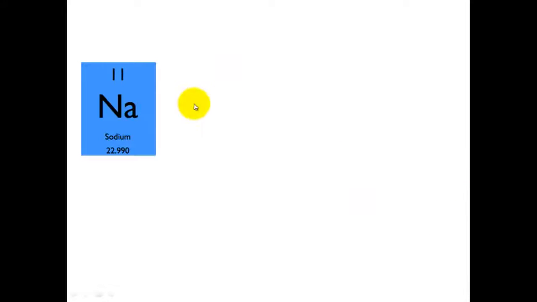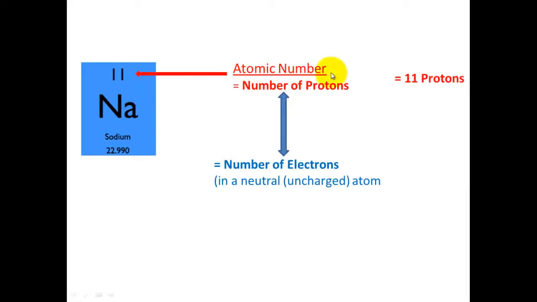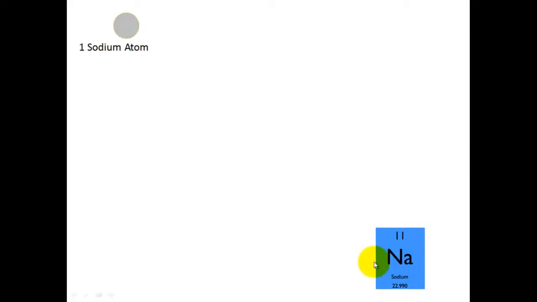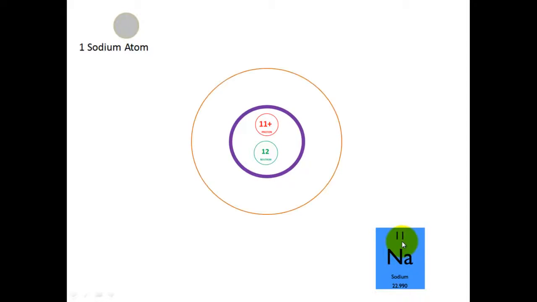Third example here is sodium, atomic number of 11. So we've got 11 protons and we've got 11 electrons. So our overall net charge here is 0. So we've got 11 protons and 12 neutrons. Remember, 22.9 minus 11, it's pretty much 23, so we can say 12.